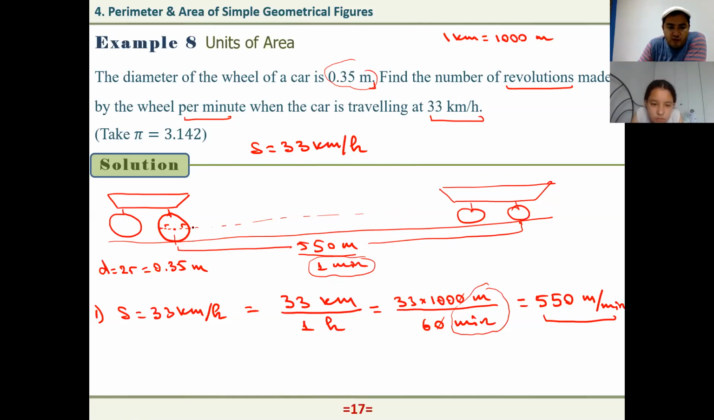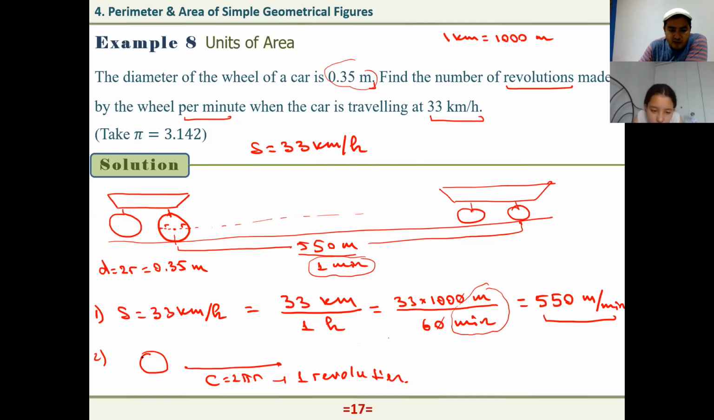So now I need to find this in 1 revolution. If this wheel revolves 1 time, how much distance does it cover? If this one revolves 1 time, it covers some distance. The distance is equal to C, that's equal to 2 pi r. That is 1 revolution. In 1 revolution, the distance it covers must be equal to the length of the circumference, that's equal to C.